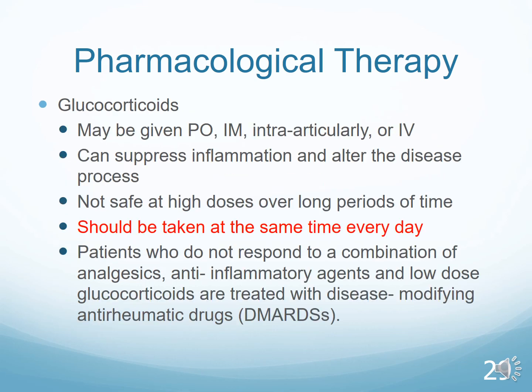So glucocorticoid steroids may be given PO, IM, intra-articularly. They may be given right into the joint, which in itself is very painful, or they may be given IV. And these will suppress inflammation and they will alter the disease process. However, these are not safe at high doses over long periods of time. So when the doctor says, okay, we've taken down the inflammation, we're not just going to take this medication away, because we can't just take away a steroid. When you're on a steroid, you need to be weaned off. That dose needs to be tapered down.